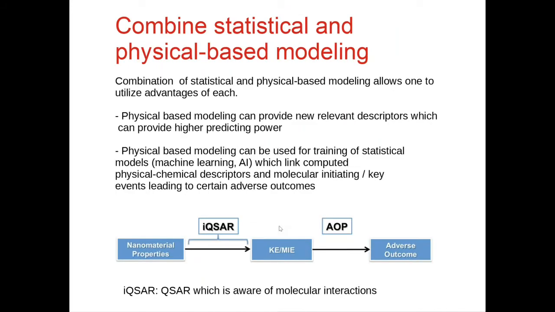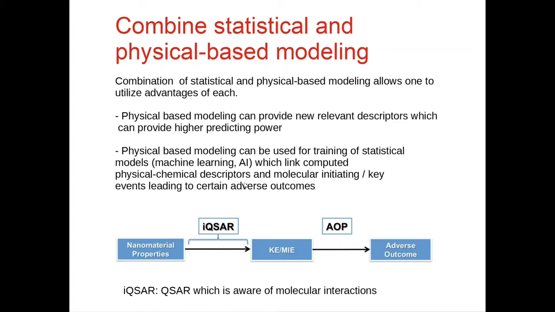So the idea in the SmartNanoTox project is to combine statistical and physical-based modeling. We use physical-based modeling to formulate QSAR connecting nanomaterial properties and molecular initiating events, which allows us to utilize the advantages of each. For example, physical-based modeling like molecular dynamics can provide new relevant descriptors which can have high predictive power. In principle, we go from descriptors characterizing the nanomaterial itself to descriptors characterizing the interaction of the nanomaterial with biological molecules.